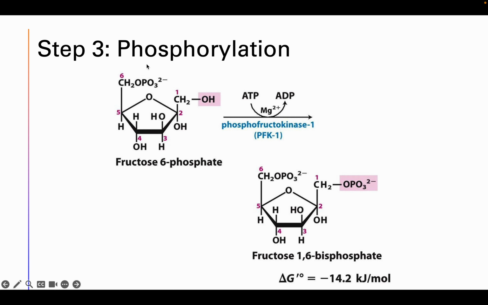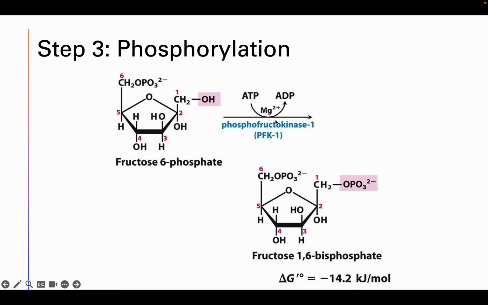So before, the phosphorylation was on the sixth carbon, now it's on the first carbon, and again we are utilizing a molecule of ATP. So now it's the second molecule. The first ATP molecule we used in the first reaction, and now we are using the second molecule of ATP, and the enzyme that is required is phosphofructokinase, and it adds the phosphate from ATP to the first carbon.